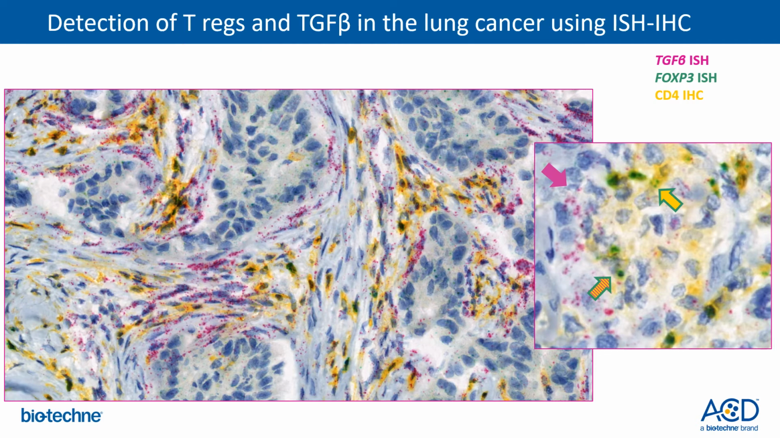So this dual ISH-IHC or IF workflow can be really powerful in making these characterizations of immune cells and understanding the infiltration of immune cells in certain malignancies.